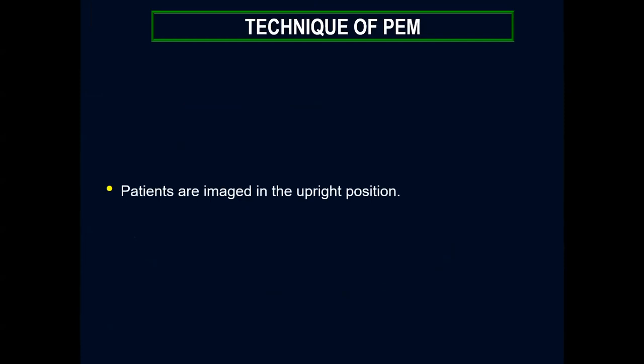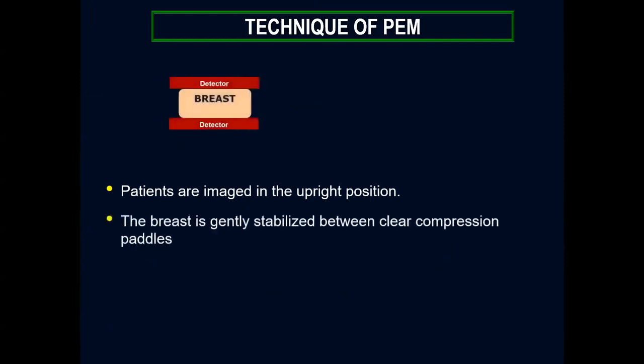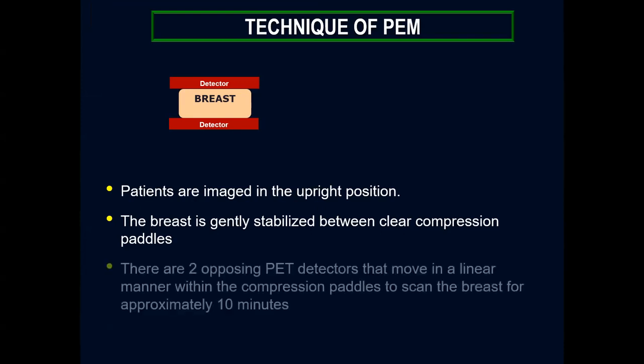The technique of PEM is exactly like the mammogram, where the patients are imaged in the upright position, but what's different is the type of detector and the type of energy that uses the films. The breast is gently stabilized between clear compression plates, and there are two opposing PET detectors that move in a linear manner within the compression paddles to scan the breast for approximately 10 minutes.